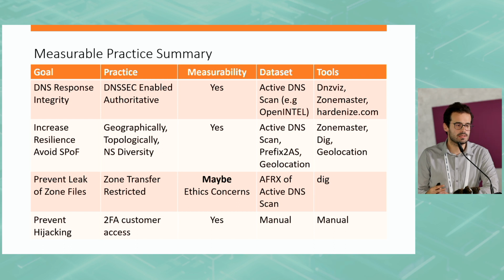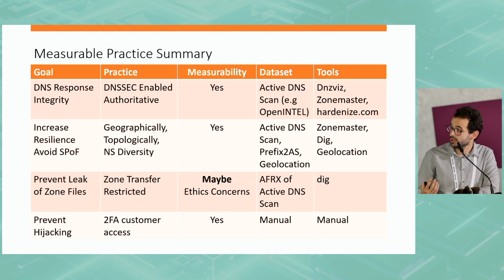The second practice that was defined in KINDNS is basically geographical, topological, and name server diversity. And this is also a measurable best practice by using active DNS data, again, prefix-to-AS data, so data that converts an IP address into an ASN name and geolocation data, for example. And again, with ZoneMaster, dig, and geolocation data, you can measure these things by yourself.